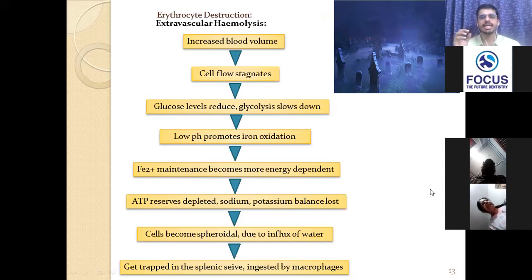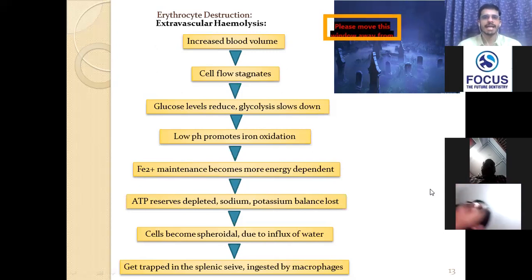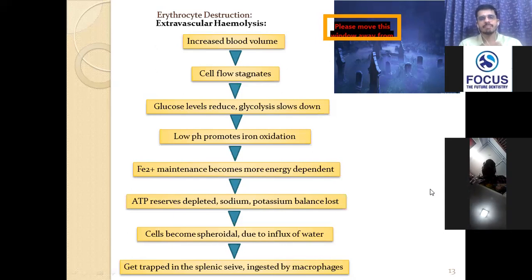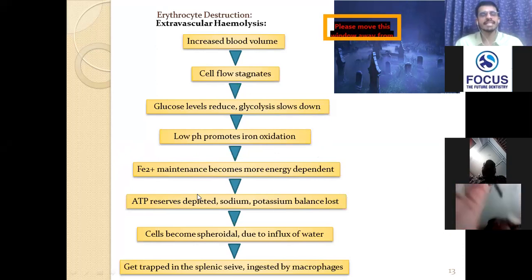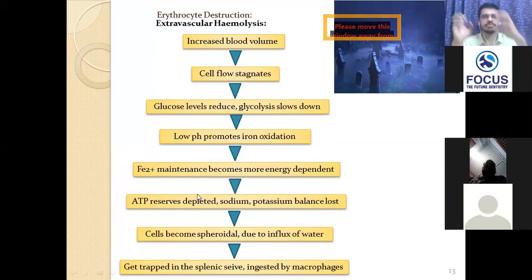Extravascular hemolysis usually occurs in the splenic capillaries. How this occurs is there is an increased blood volume or a stagnation of blood in the spleen, as a result of which glucose levels reduce, glycolysis reduces. When glycolysis reduces, the nutrient supply for the RBCs is reduced, as a result of which oxidation of iron occurs, and maintenance of iron in a ferrous state becomes very difficult. Normally in a normal RBC, iron is maintained in a ferrous state because this enables optimum oxygen uptake. When it becomes difficult to maintain iron in this ferrous state, the cell starts using all its ATP reserves, and hence the sodium potassium balance is lost, as a result of which there is an influx of water into the cell.